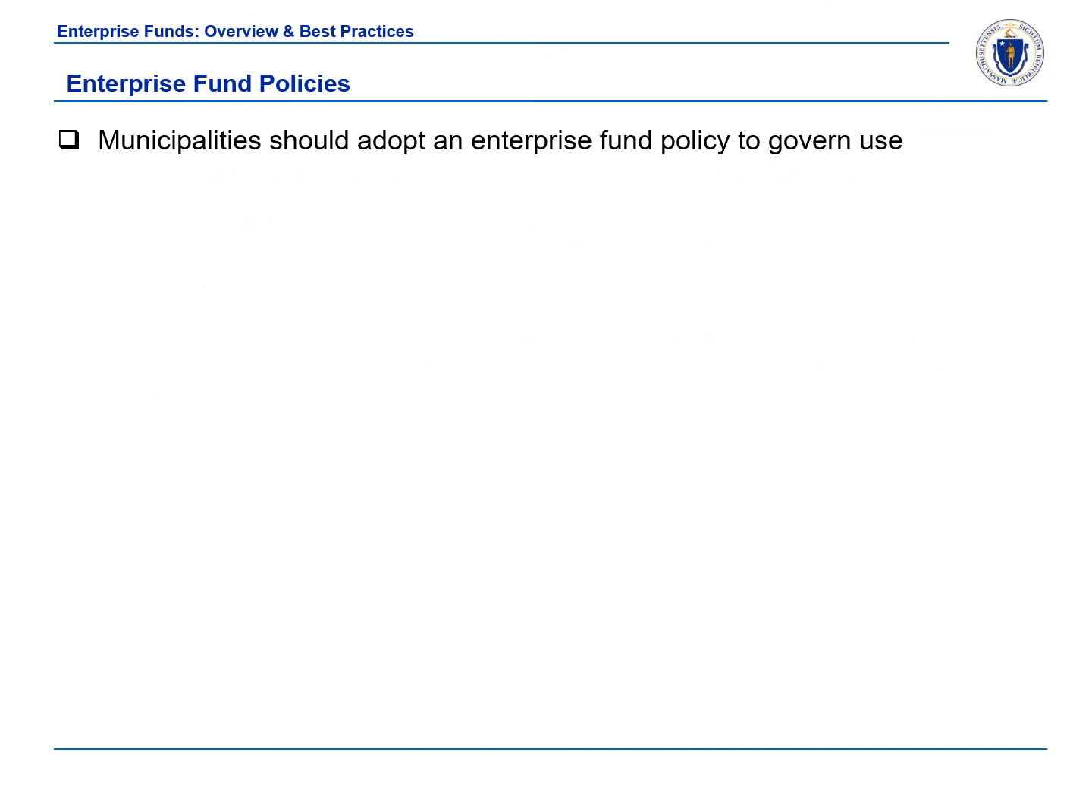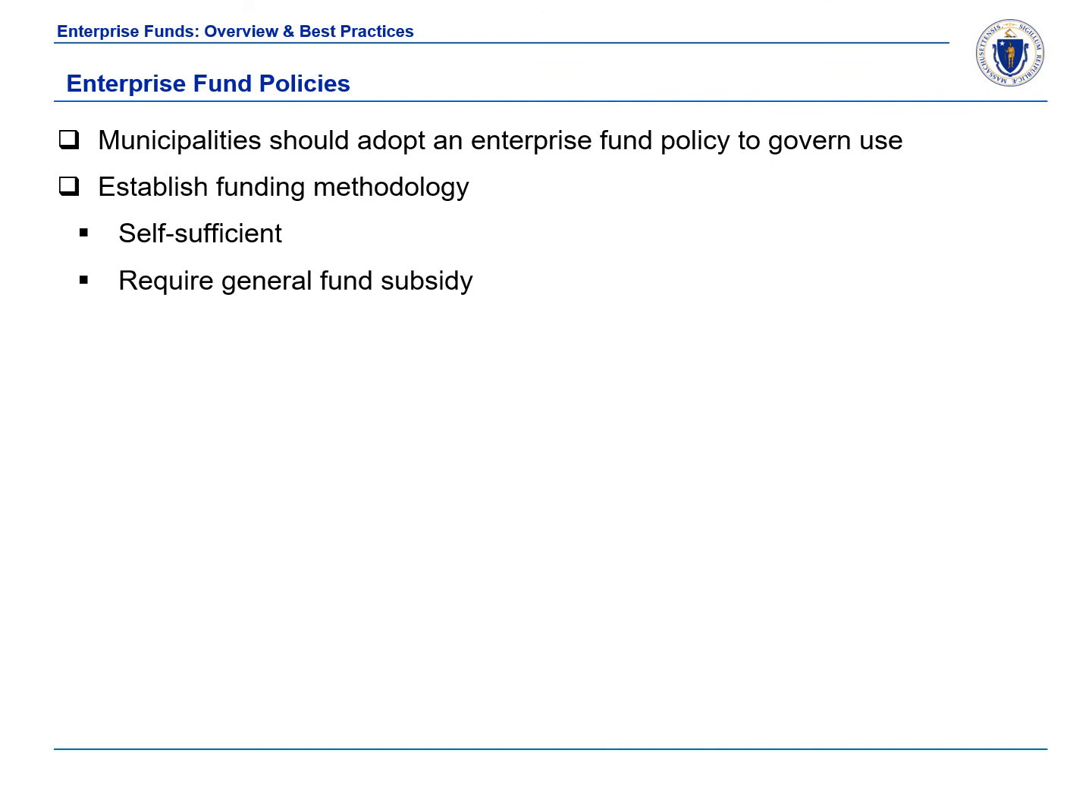Municipalities should adopt an enterprise fund policy to govern their use. A municipality's enterprise fund policy should establish a funding methodology. An enterprise fund can be self-sufficient or require a general fund subsidy to cover its costs. The policy should define the municipality's approach to retained earnings, including the desired level of retained earnings for each fund and what the retained fund should be used for.